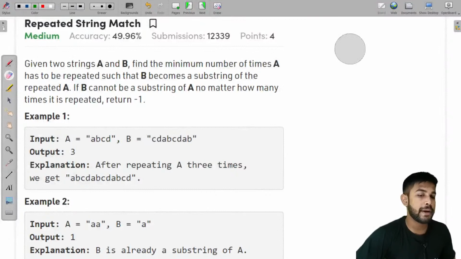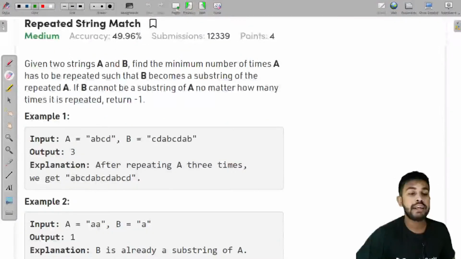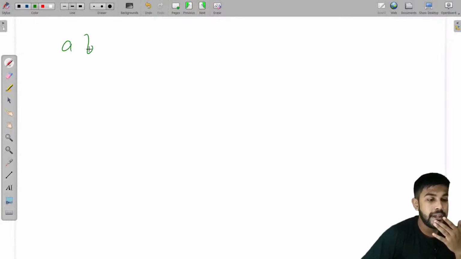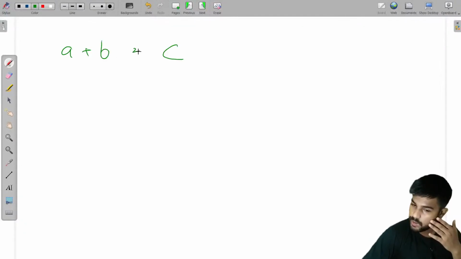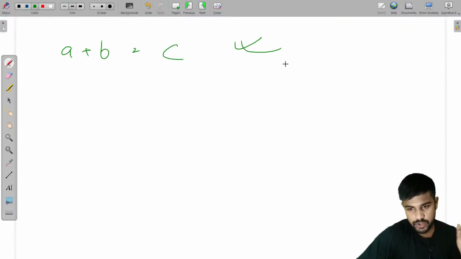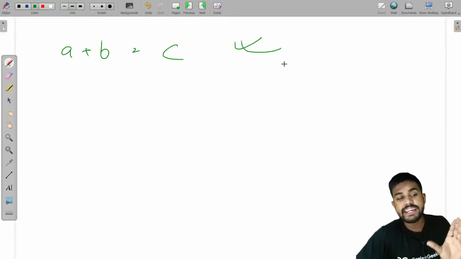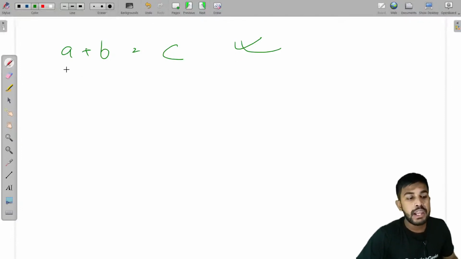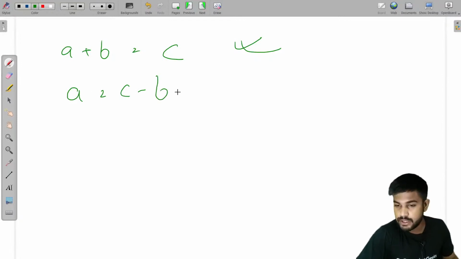Whenever you come across an equation, mainly in Codeforces, suppose we have A, B, C. Suppose an equation is given that A plus B is equal to C, and this seems a little bit difficult for you. So what you do is you try to simplify it, or you try to see it the other way. What do I mean by seeing it the other way? A plus B is equal to C can also be written as A is equal to C minus B.